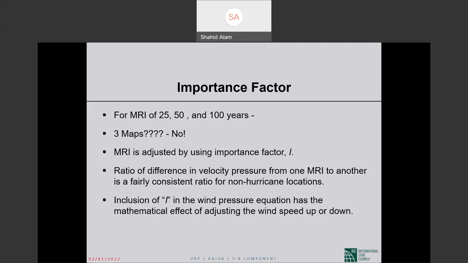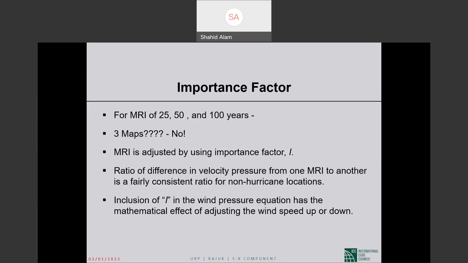Then if we need 100-year return period wind speed, we multiply the 50-year return period wind by a factor of 1.15. Okay. So this can be done because the ratio between 100-year return period wind and 50-year return period wind is remarkably constant throughout the United States outside of the hurricane-prone regions. Hurricane-prone regions are typically a different story.